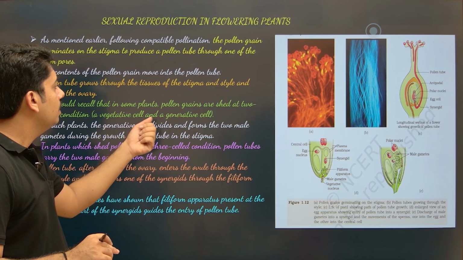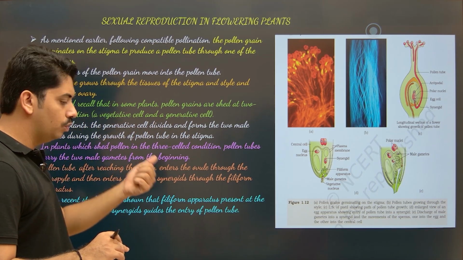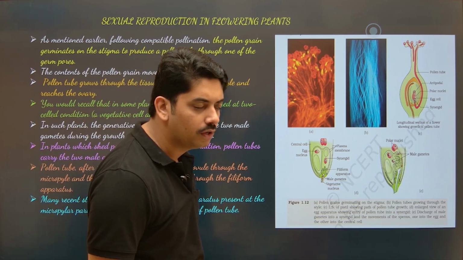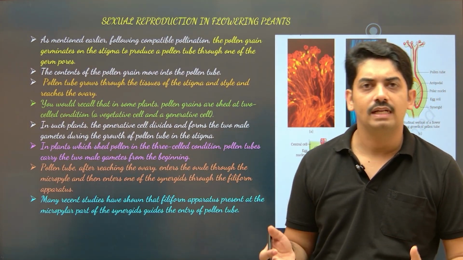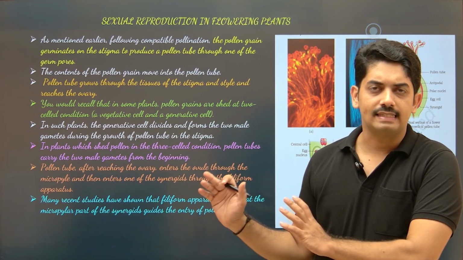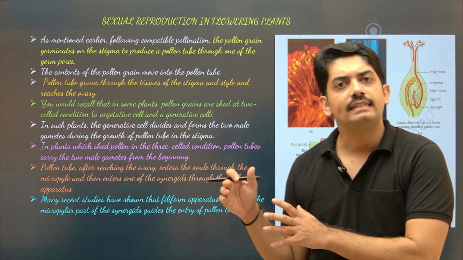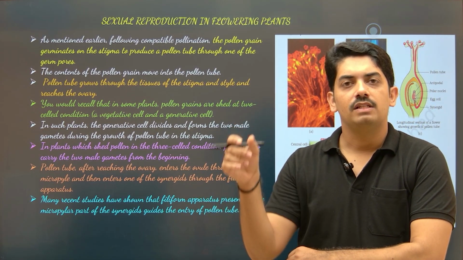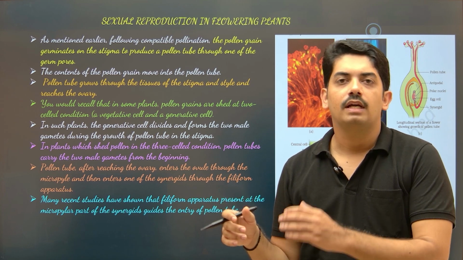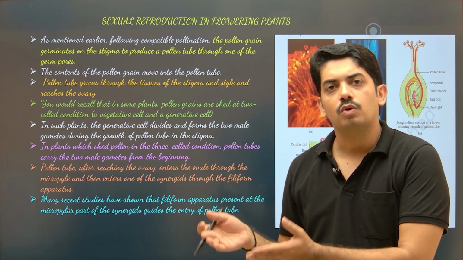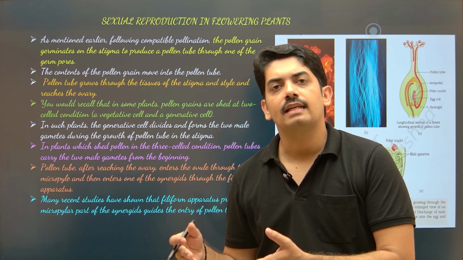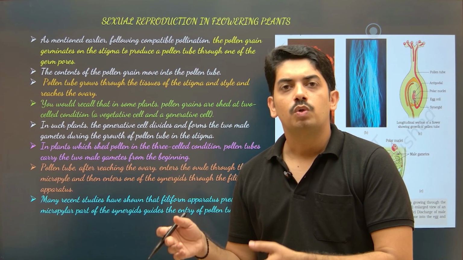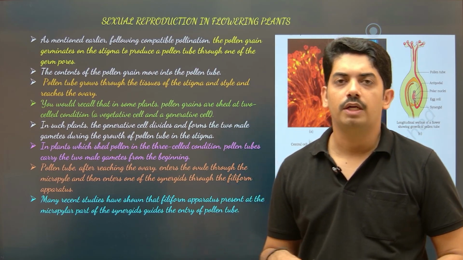Pollen grains are shed at the two-cell stage. This is just for recall. I already explained what happens when it is released in the 2-cell stage and when it is released in the 3-cell stage. When it is released in the 2-cell stage, when it travels through the pollen tube, halfway it again undergoes mitosis and produces the 2 male gametes. When the pollen grains are released in the 3-cell stage, the 2 male gametes just follow the pollen tube and reach the embryo sac.